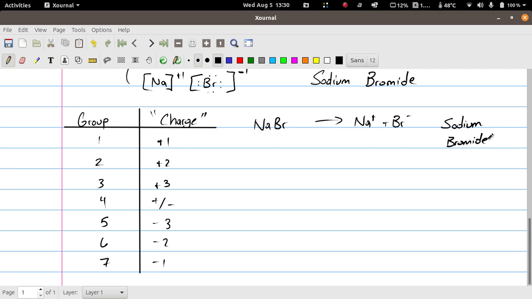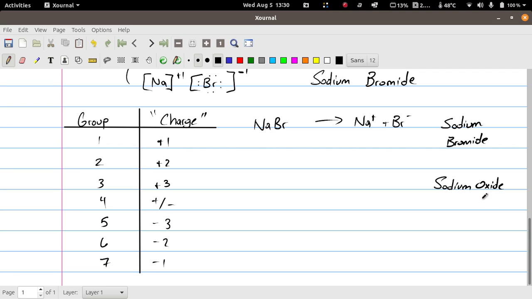So, say I gave you sodium oxide. See if you can put together how many sodiums and how many oxygens you have. I'm going to give you a second. Just pause the video and see if you can work it out, and then I'm going to go over it.